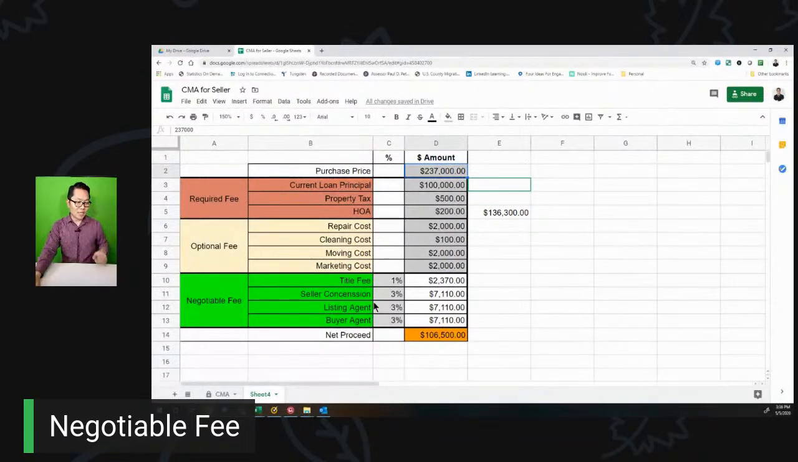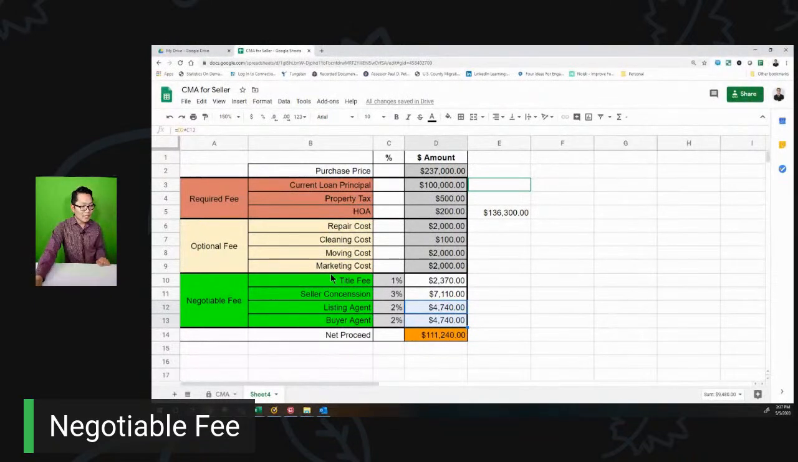So I'm talking about listing agent 3%, buyer agent. The buyer agent is the agent that helps you find the buyer, right? And the buyer agent is normally going to get another 3%. But it's really up to you, the seller, to determine how much you are willing to give up. You could do 2% here and 2% below, so that you have a little bit less fee and a little bit more proceeds.